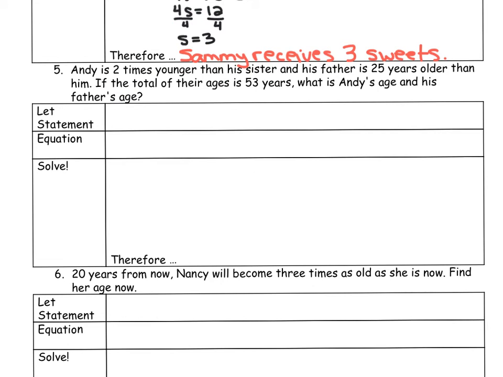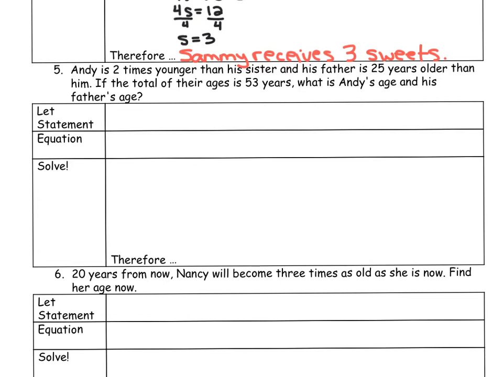Okay, so next example. Andy is 2 times younger than his sister, and his father is 25 years older than him. If the total of their ages is 53 years, what is Andy's age and his father's age? So this is a tough one. So we've got Andy and his sister and his father.